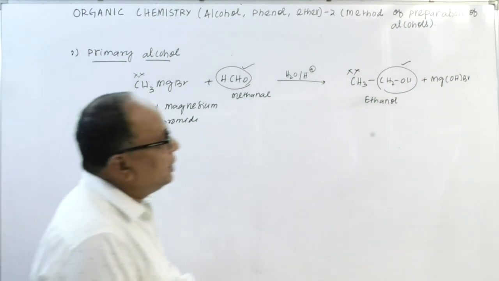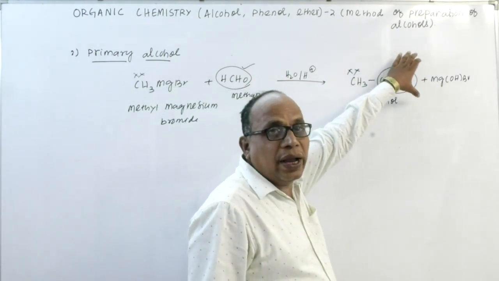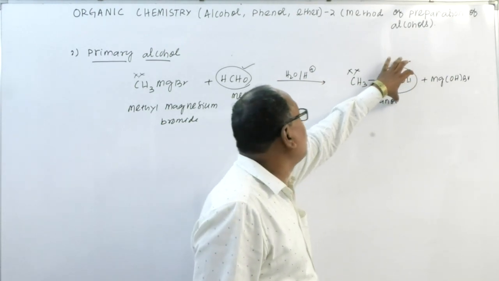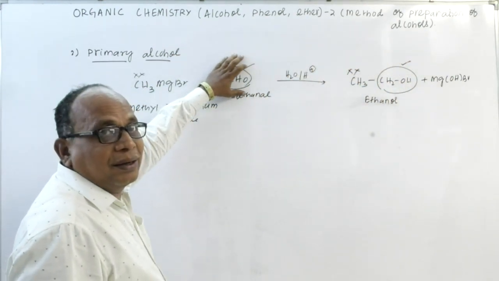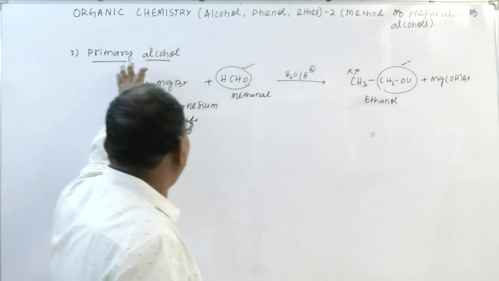Are clear? And this is RCH2OH. The primary alcohol group CH2OH comes from formaldehyde, and the alkyl group, methyl, comes from the Grignard reagent.